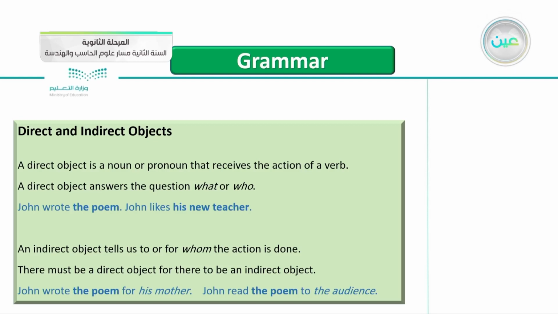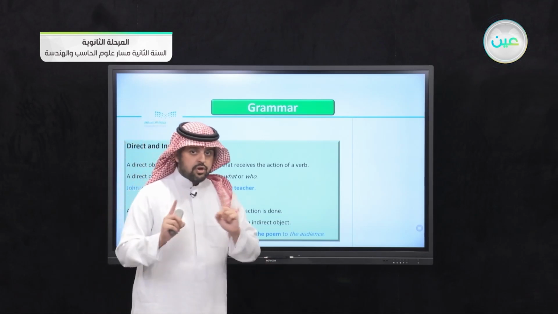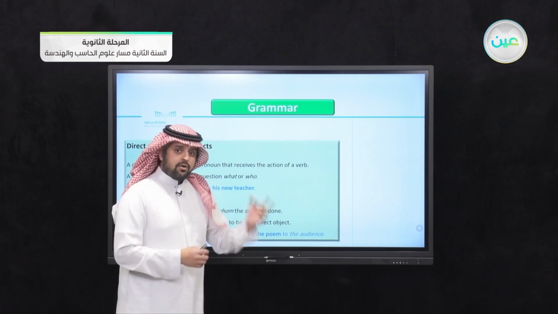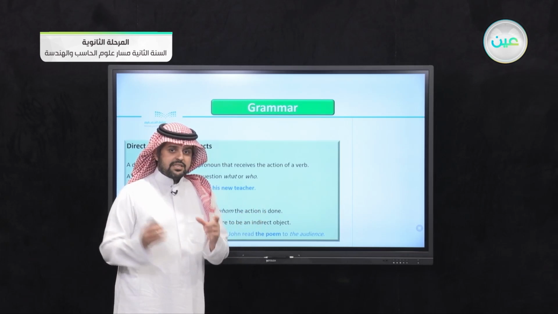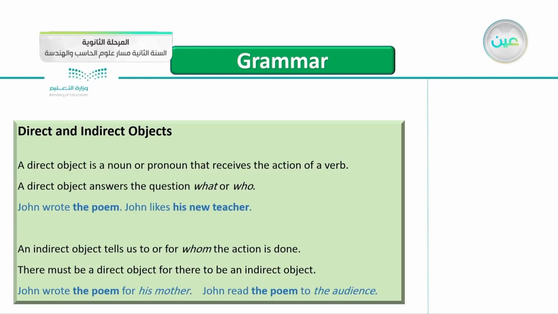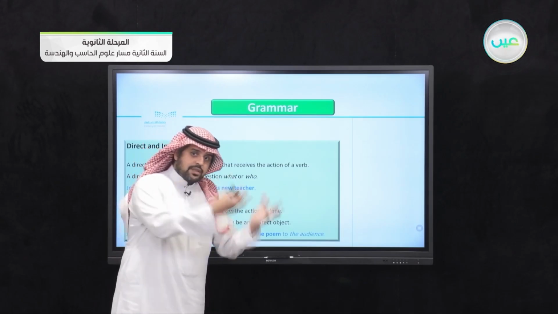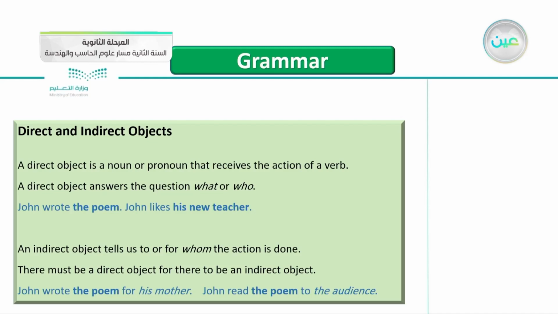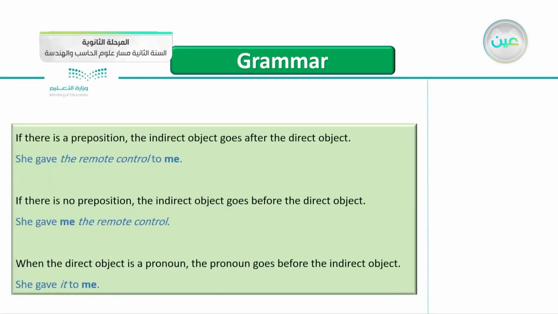So you notice here that we have two objects. The second one, John read the poem to the audience. So John read the poem. The poem is the receiver of the action, the verb read. To the audience, this is the people the action was done for. So this is the direct and indirect object.